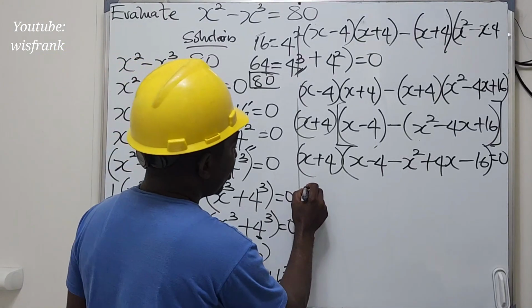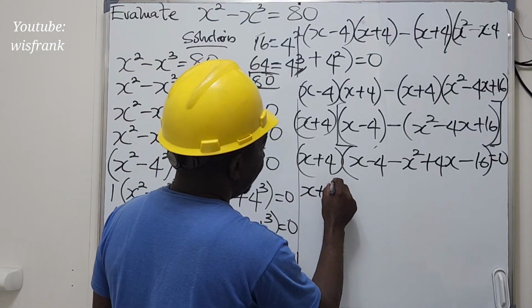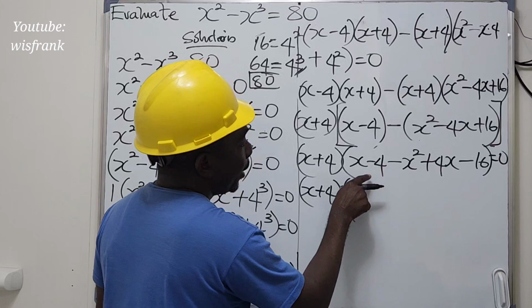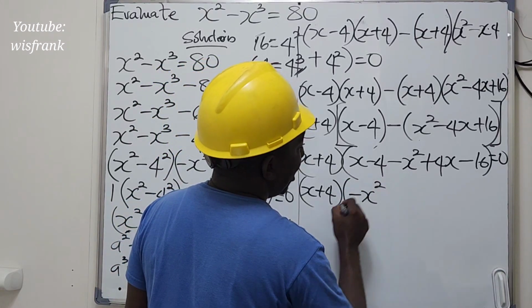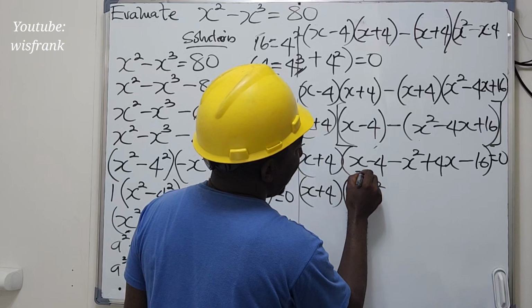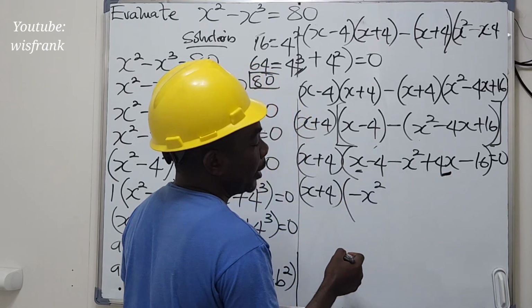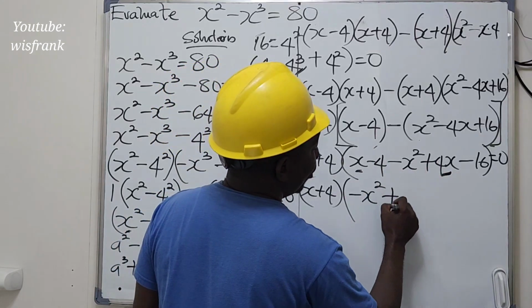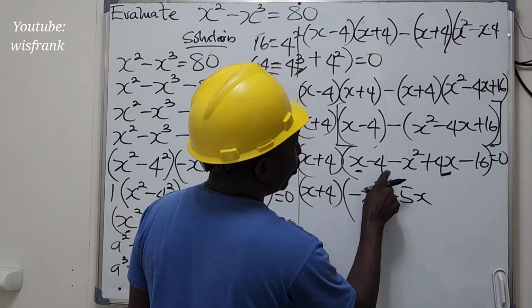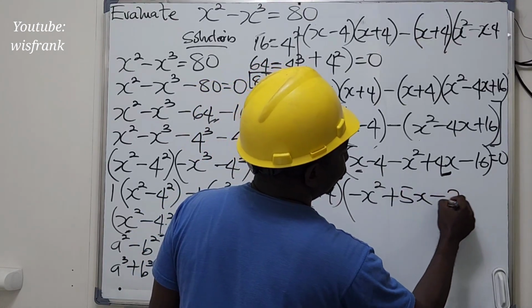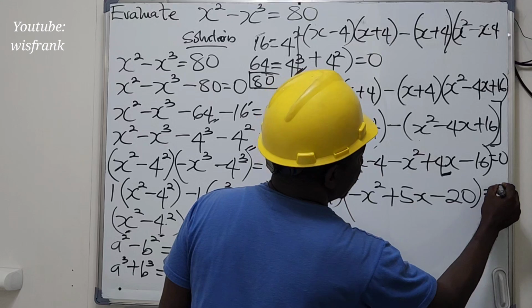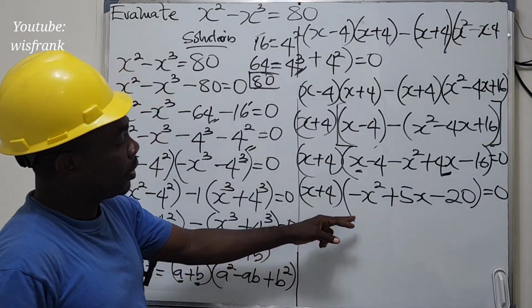So now this will become x plus 4 into, we bring down minus x to the power of 2. We have here x and 4x here, so when we add them, we have plus 5x. Then minus 4 minus 16 will give us minus 20, all equals to 0. So this is what we have.